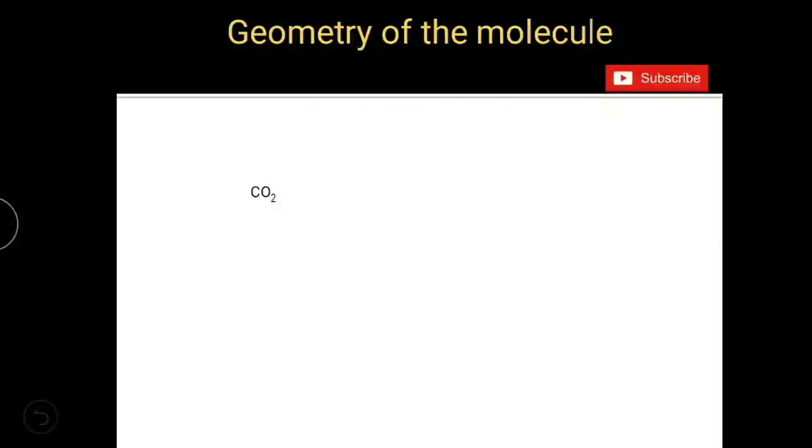Let us use this procedure to get the shape of CO2. Carbon is bonded to two oxygen atoms. That's why we can consider there are two sigma bonds formed by carbon. And to get the number of lone pairs, first count the valence electrons in carbon. There are 4 valence electrons in carbon.